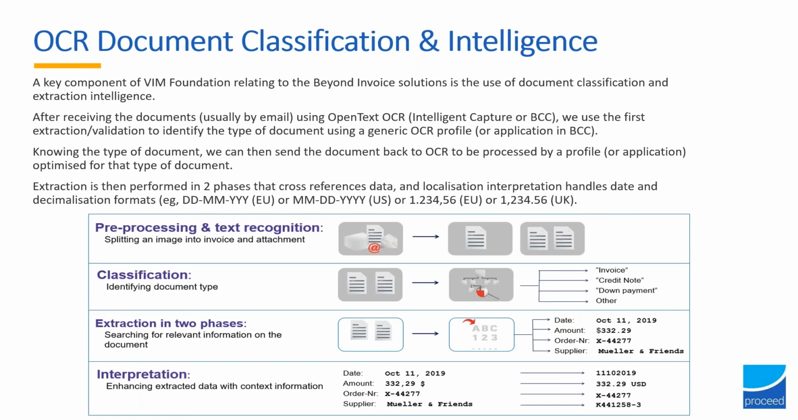Now, an important component when you talk about the VIM Foundation and the invoice solutions is what we call document classification. What this means is we can create a digital mailroom to receive all our incoming documents. I don't know if you've already got VIM, but you might set up a dedicated invoice mailbox and tell all your suppliers to send their invoices to this email address, and only send invoices.